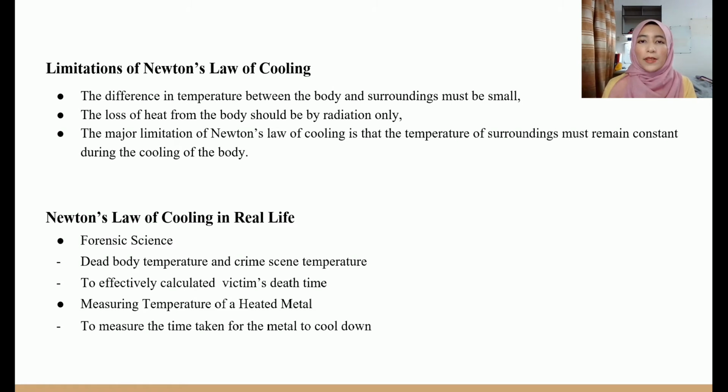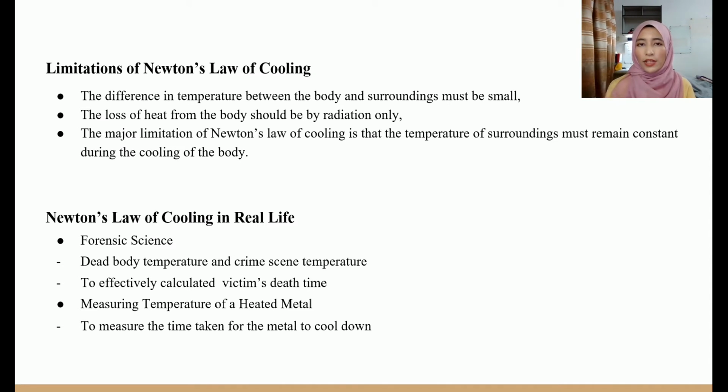Okay, now I will explain about the limitations of Newton's law of cooling. Why can Newton's law of cooling not be used in all situations? This is because to use it, firstly, the difference in temperature between the body and the surrounding must be small. Next, the loss of heat from the body must be by radiation only. And the most important thing is that the temperature of the surrounding must remain constant during the cooling of the body. So if these 3 points are met, then we can use Newton's law of cooling.